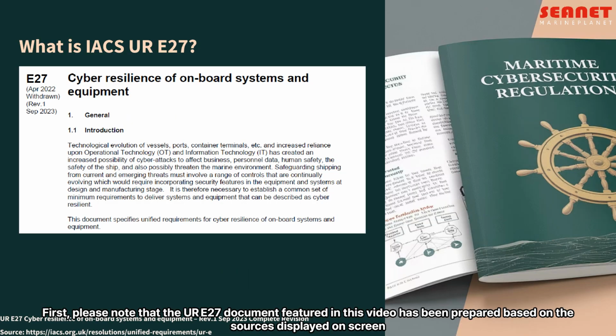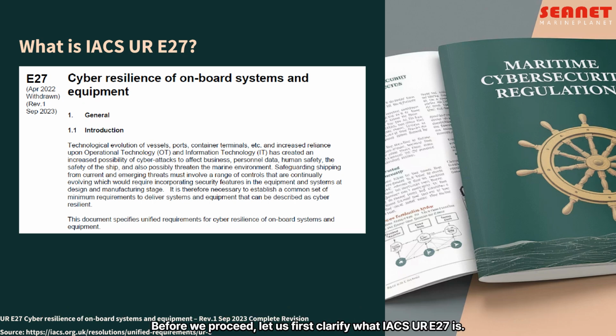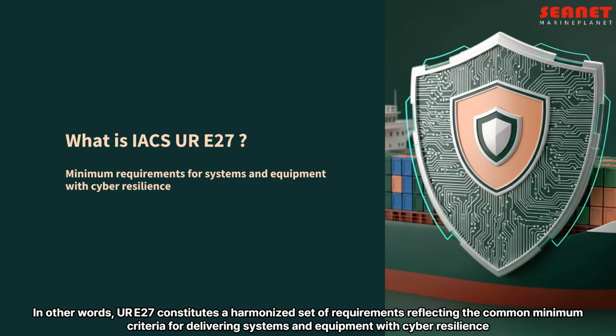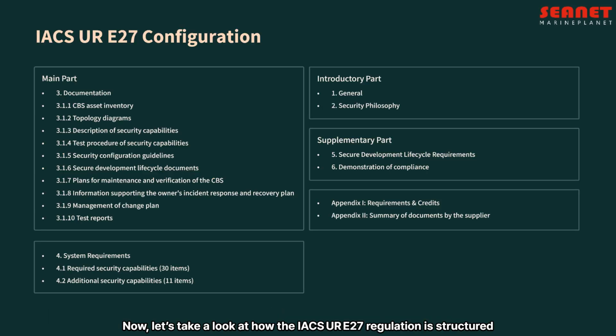First, please note that the UR-E27 document featured in this video has been prepared based on the sources displayed on screen. Before we proceed, let us first clarify what IACS UR-E27 is. As you can see on the screen, UR-E27 is titled Cyber Resilience of Onboard Systems and Equipment. In other words, UR-E27 constitutes a harmonized set of requirements reflecting the common minimum criteria for delivering systems and equipment with cyber resilience. Now, let's take a look at how the IACS UR27 regulation is structured.